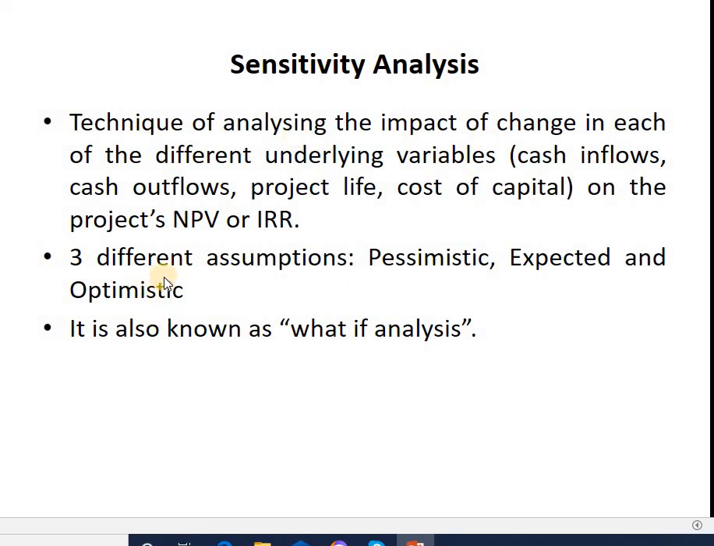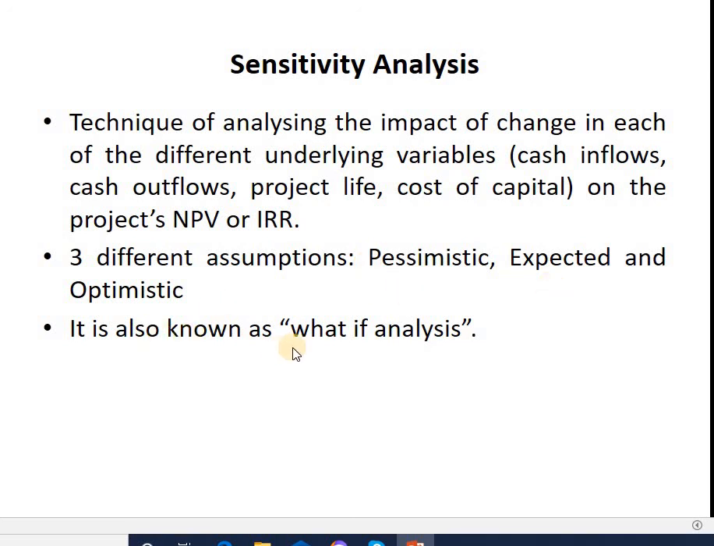We make three different assumptions here. One is pessimistic, that is the worst condition; expected, or most likely; and optimistic, if conditions are favorable. Such situations we call optimistic. Pessimistic means if conditions are not stable, somewhat changing, we take it as pessimistic, and expected means most likely.